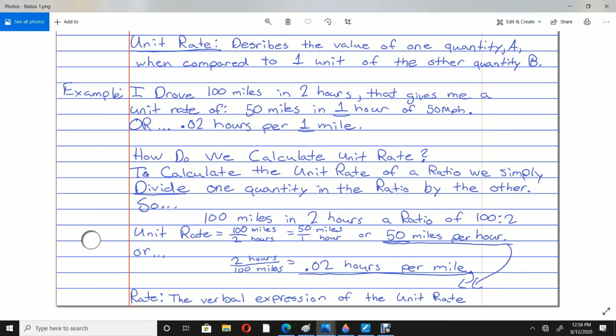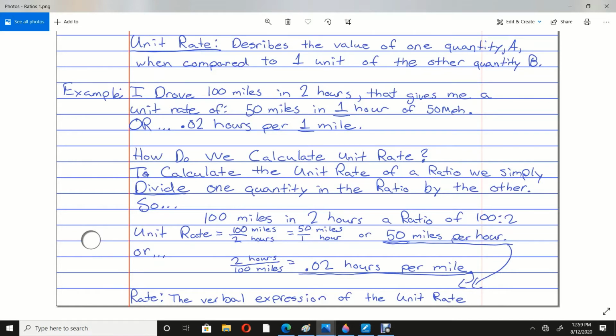So in this first example, I take that driving example I used up above. I drive 100 miles in 2 hours. That gives me a unit rate of 50 miles in 1 hour. So that's the quantity of miles that I went over a 1 hour period. So it's miles to hours, or 50 miles per hour, right? Or miles in 1 hour, or 50 miles an hour.